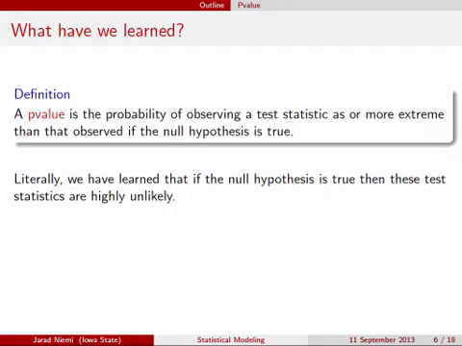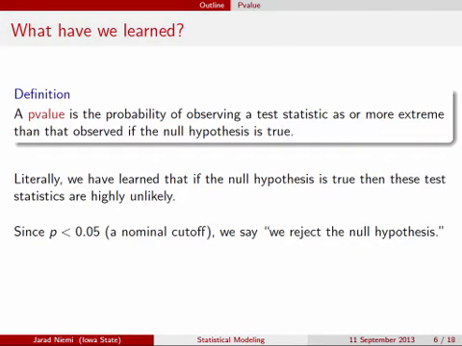But what have we really learned? Literally, we have learned that if the null hypothesis is true, then the test statistic is highly unlikely. That's really what we've said so far. Now, typically, what we say is that here's our nominal cutoff. Most people use a 0.05 cutoff. And if the p-value is less than that cutoff, what they say is we reject the null hypothesis.